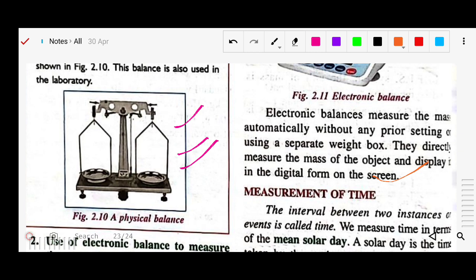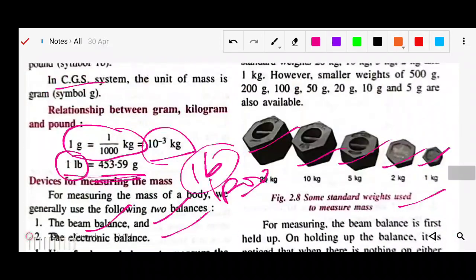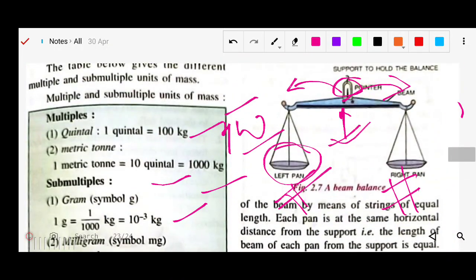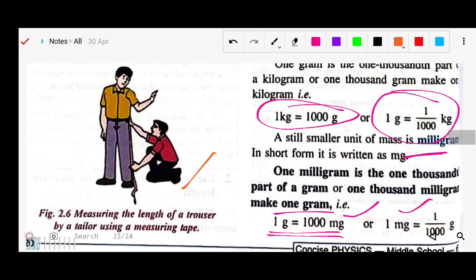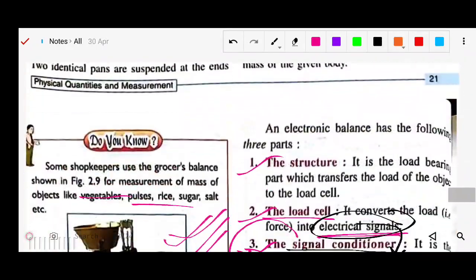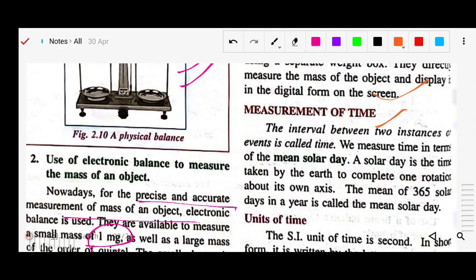In the next class we'll see about time. Your homework is to write down all these units, the multiple units and their values. You have to write in the copy and learn about it. In the next class we'll see about the measurement of time.